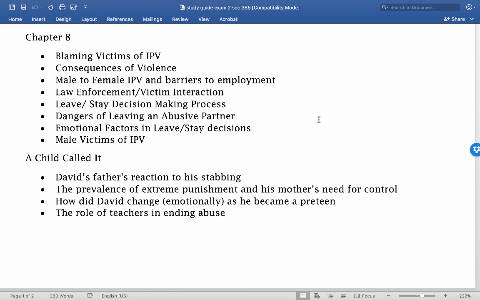Let's see. Oh, the leave-stay decision stuff. Oh man. So basically, this can be an issue too. Okay, going back to the police thing for a second too.